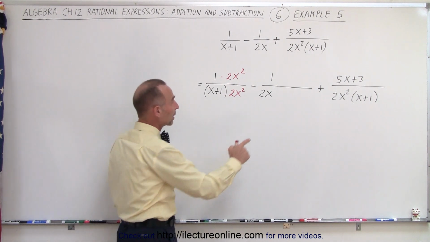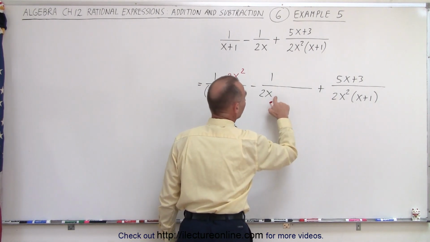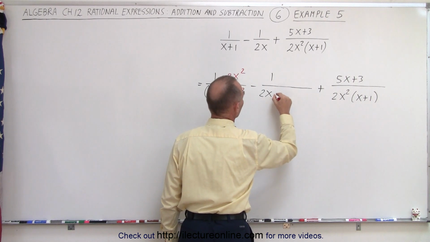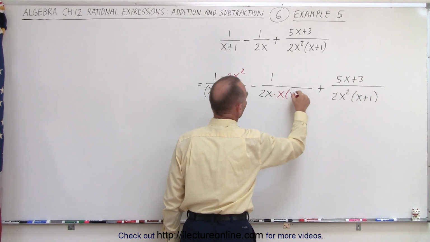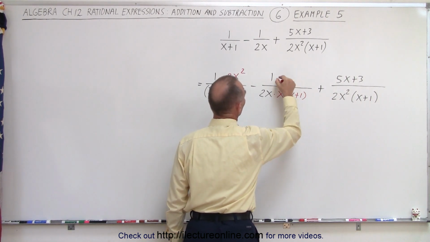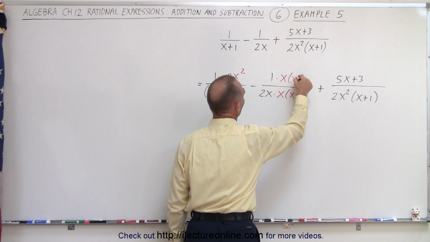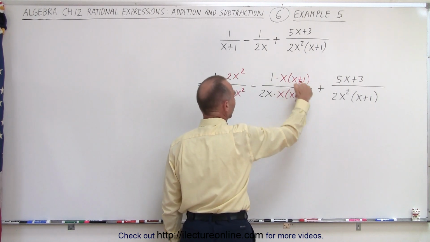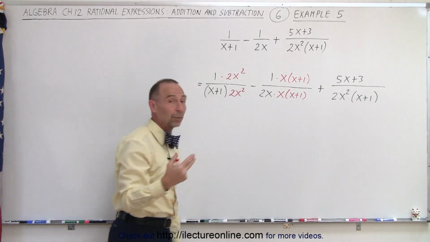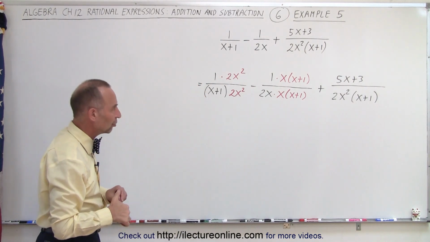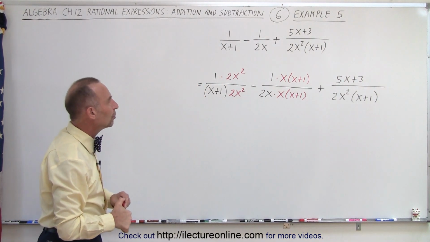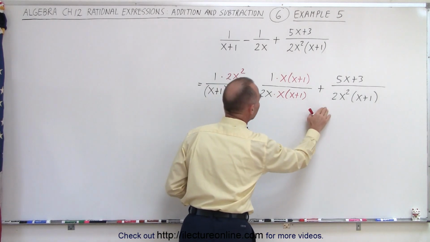Now, what are we missing over here? We're missing one of the x's and then the x plus 1. So we multiply this times x plus 1. And we do, of course, the same to the numerator, x times (x plus 1). You can see that if we cancel these out, we end up back where we started with. So nothing has changed.